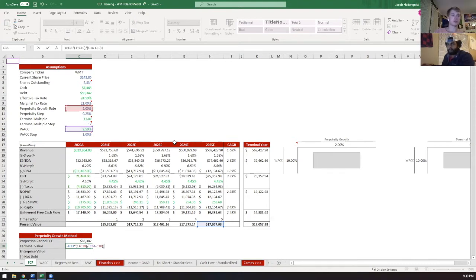So I'm actually going to add parentheses all around this. And then I'm going to discount it back to the present, similar to what we did before. So that would just be dividing by 1 plus the discount rate to the 5th power here, because we're in 2025.